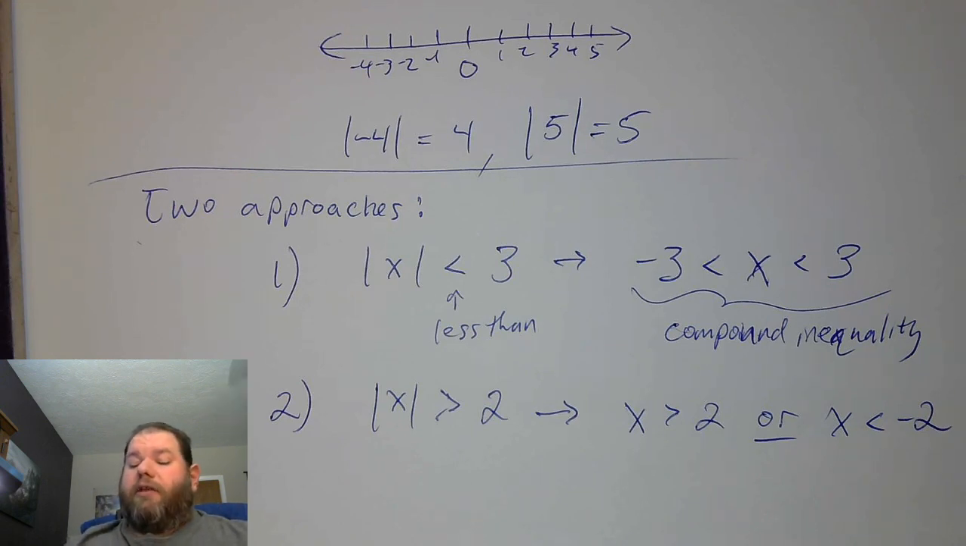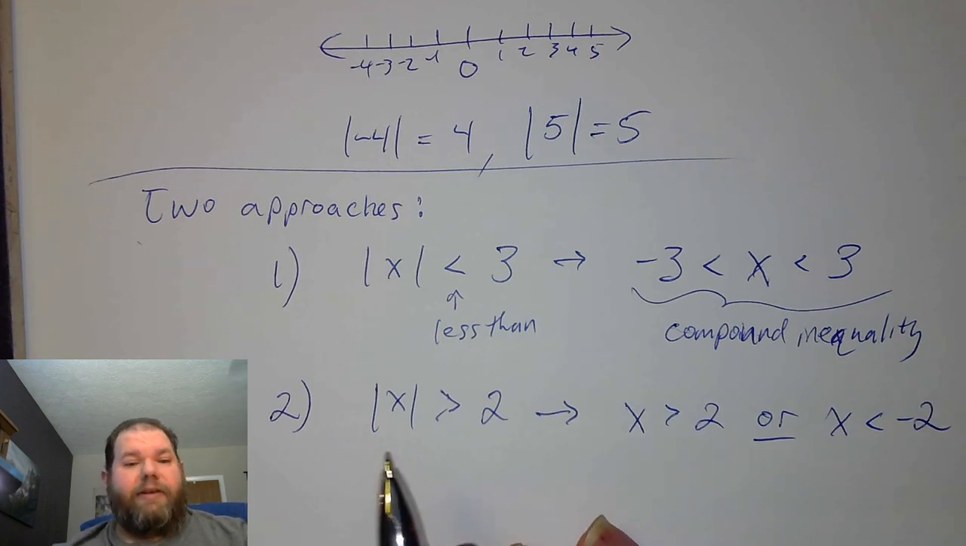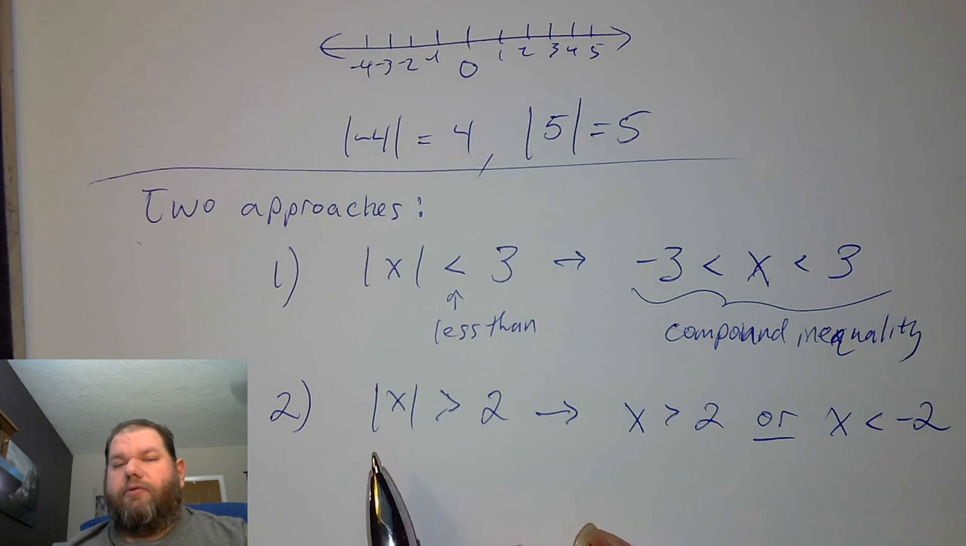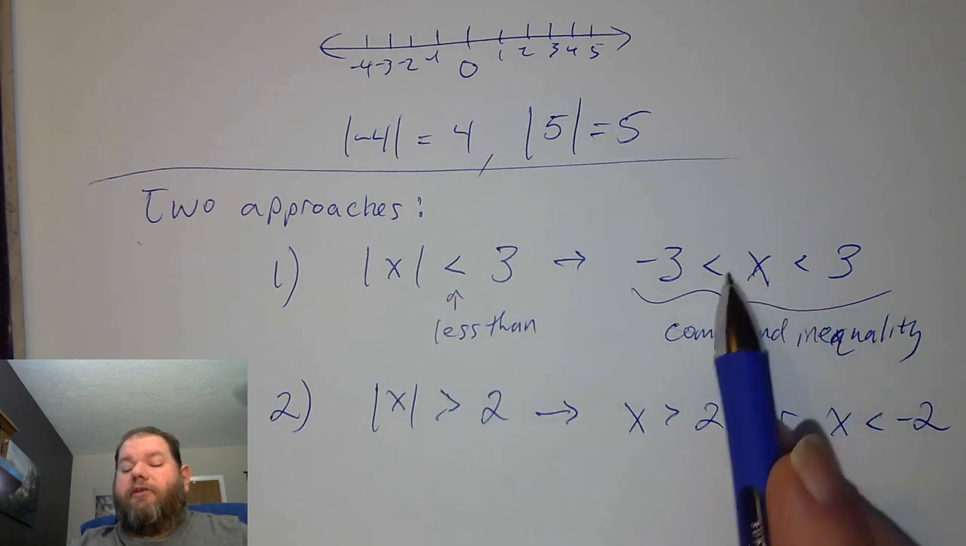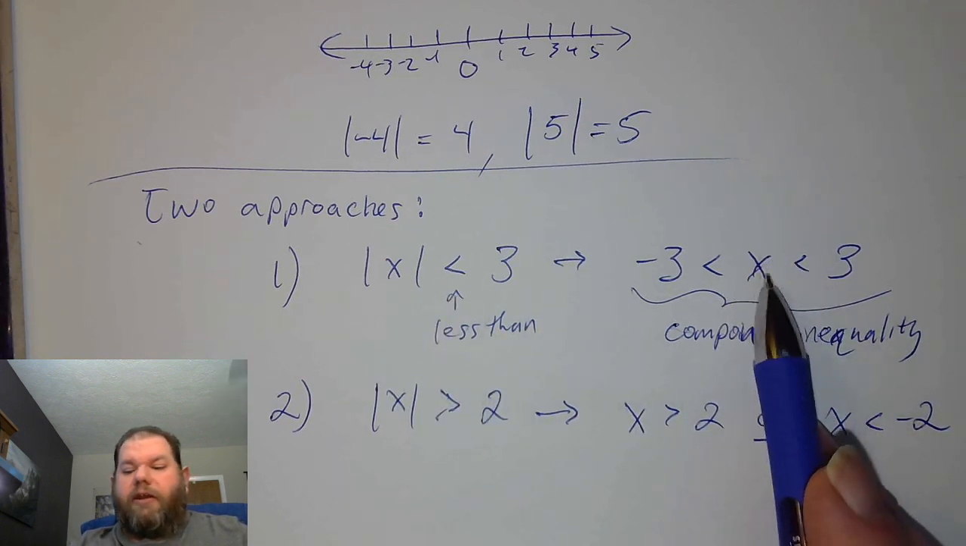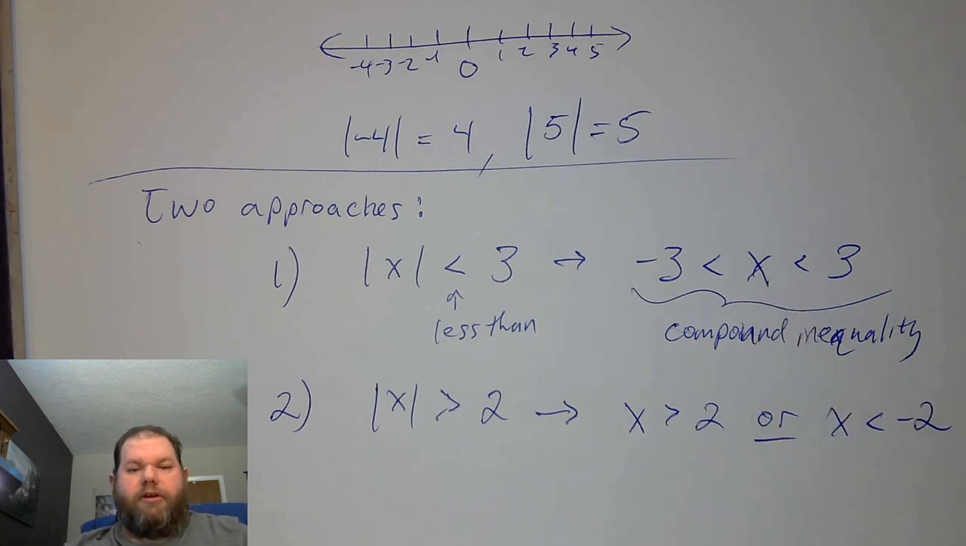So if we have a less than, then we create a compound inequality. If it's greater than, then we create a pair of inequalities. Now at this stage, there may be an expression besides x inside. If it was the absolute value of 2x minus 1 is less than 3, then we would switch it over here, and they would still have the 2x minus 1 inside, and we'd have to solve the compound inequality from there. Same thing here, except we'd have two separate inequalities to solve.